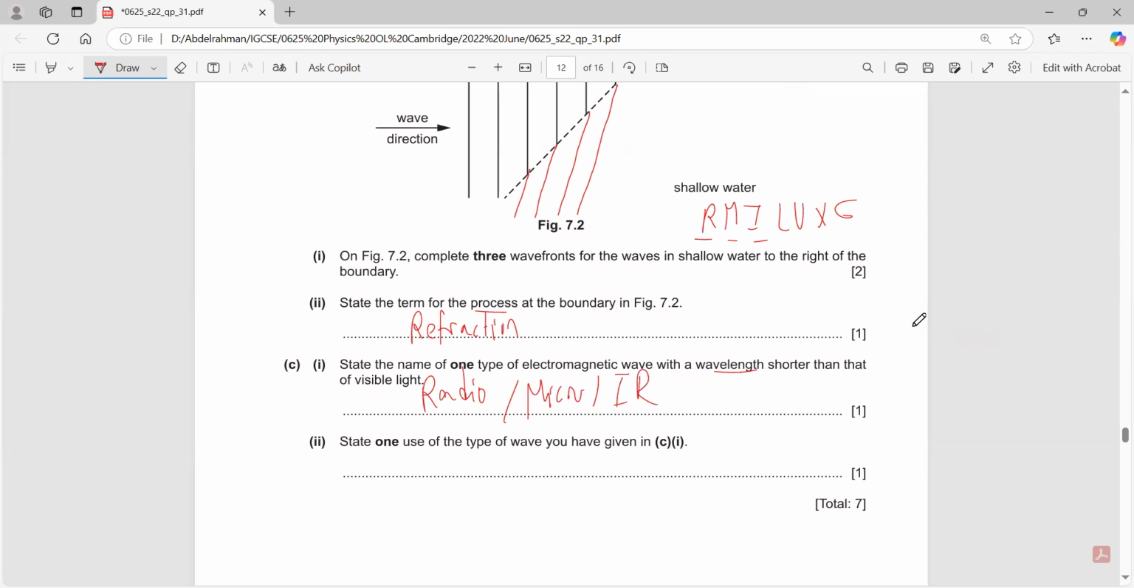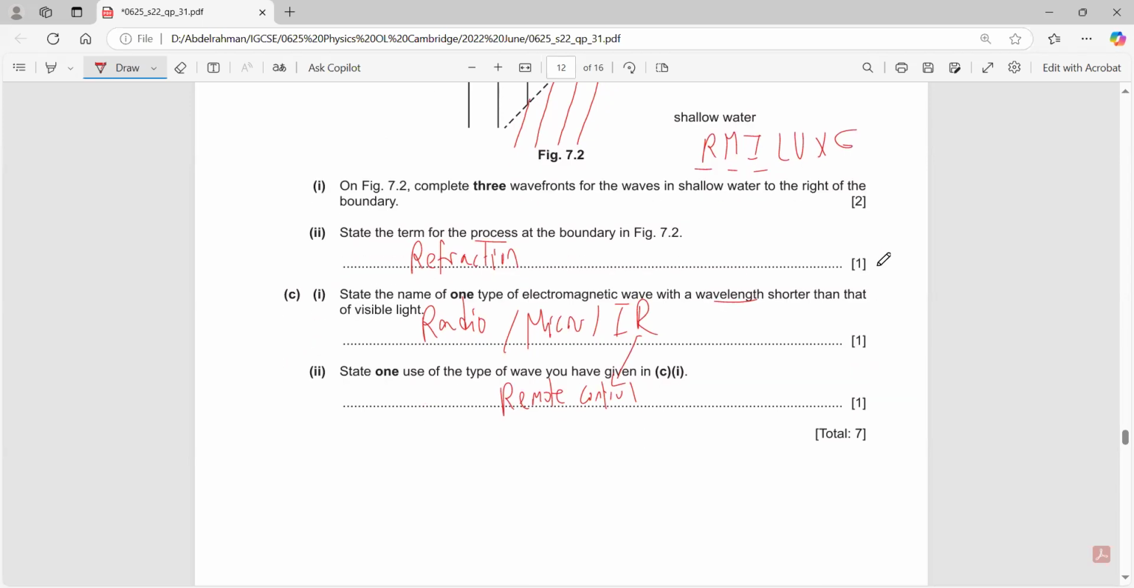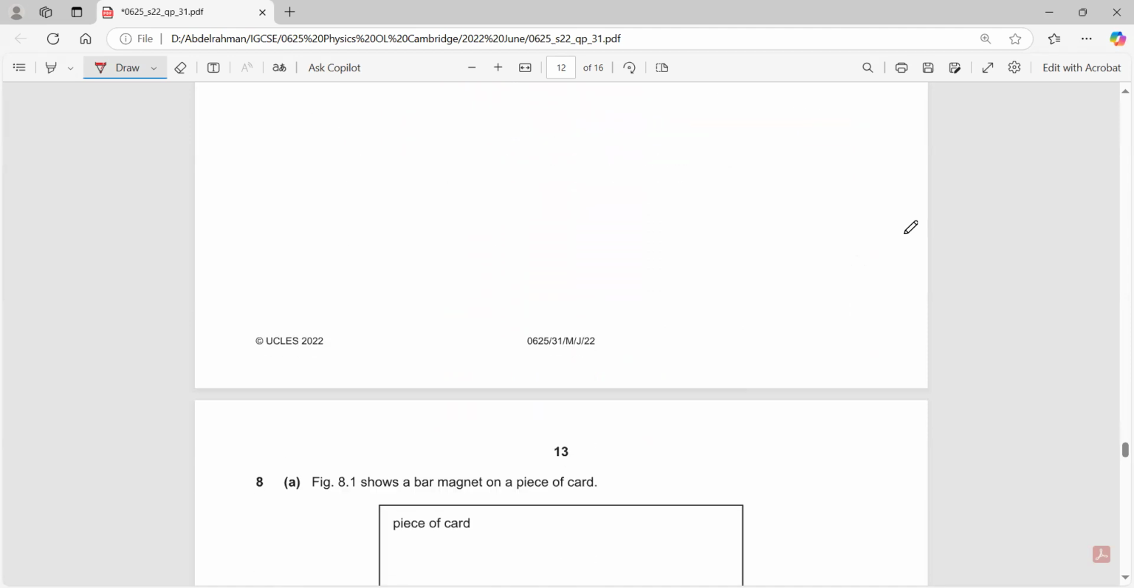State one use of the type that you have given. For example, if I had said radio waves, you can say Bluetooth transmission. If someone said infrared, we can say remote control. Frequency and wavelength are inversely proportional in these waves. Yes, as you increase the frequency, the wavelength decreases. Exactly.